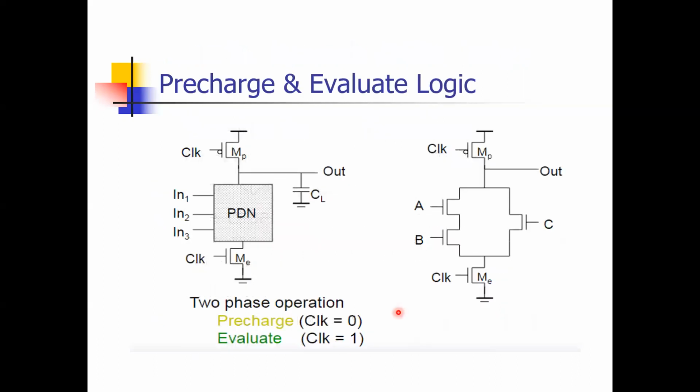How? Let's see. This is dynamic CMOS. In dynamic CMOS, only the NMOS stage is there. NMOS means pull down network. Only NMOS is a pull down network, and there is one PMOS, one NMOS with common clock, the same clock, and this is your output node capacitance.